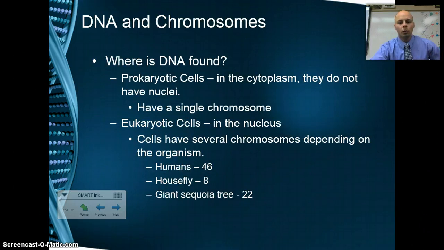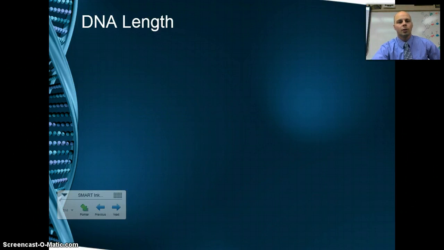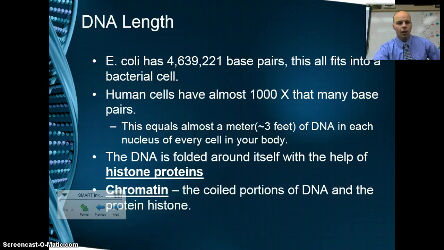There's a variety of different numbers of chromosomes depending on what type of organism we're looking at. Eukaryotic cells are much more complex than a prokaryotic cell, and here we can see the difference between those two. E. coli, which is a prokaryotic cell, is going to be 4.5 million base pairs. In humans, we're going to have a little over 4 billion base pairs, and then all of that has to fit into each individual cell.